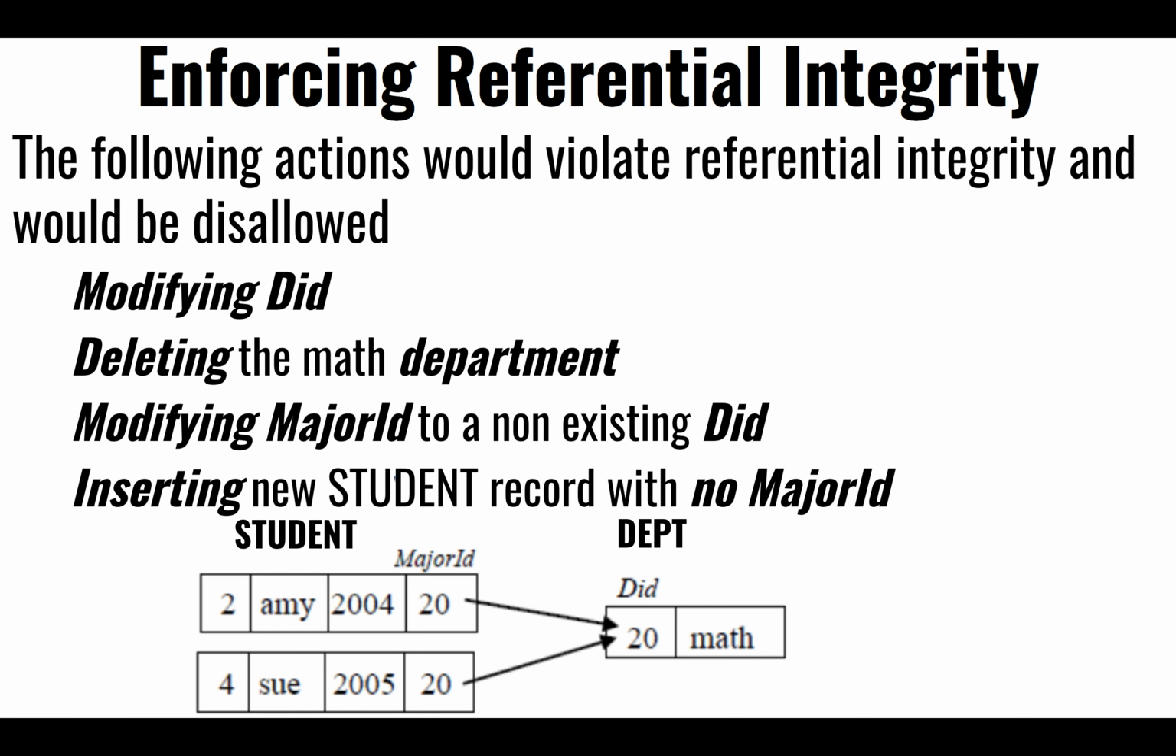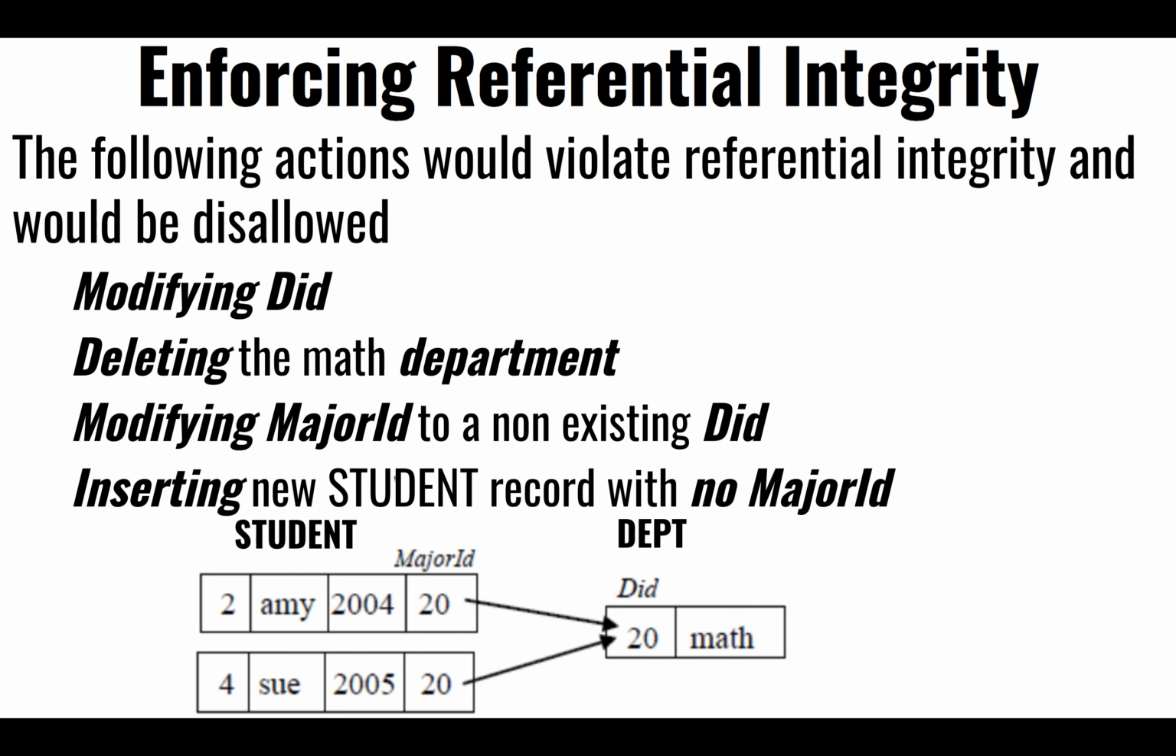Referential integrity. Here's an example where you have two students enrolled in the same department, so referential integrity would stop me from removing that department. Because what would happen to the children? They would be left orphans, referencing something that doesn't exist anymore. They have a value of 20, and there is no department 20 anymore.